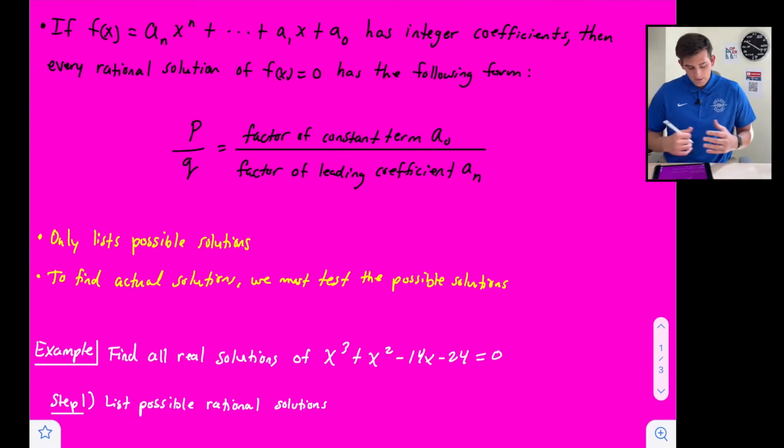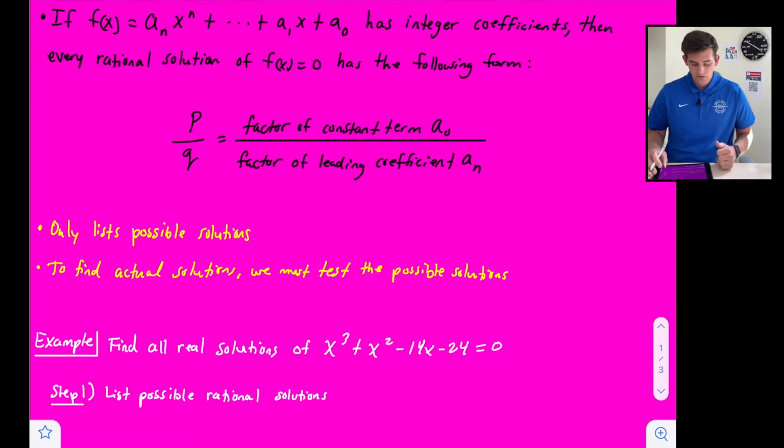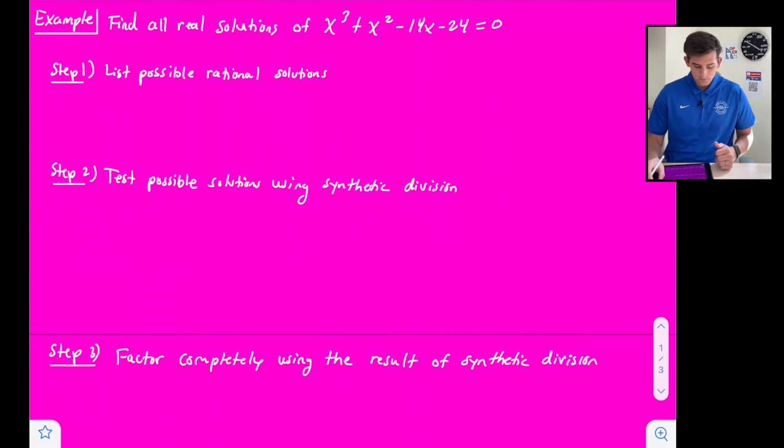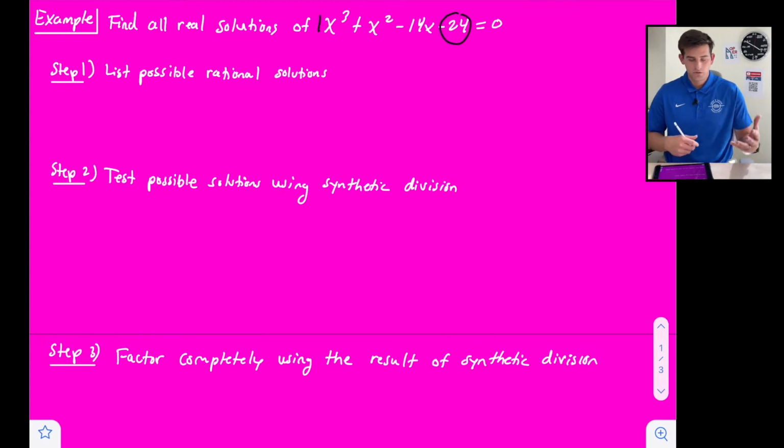So once we find our possible solutions, we have to find our actual solutions, and we must test our possible solutions using synthetic division. That's what we're going to do in this example. We want to find all real solutions of x cubed plus x squared minus 14x minus 24 equals 0. And really it's a three-step process. Step number 1, we want to list all possible rational solutions. We do that by using the rational root theorem. We look at our leading coefficient, which is 1, and our constant term, which is negative 24 or 24, and we're going to list out the factors of those numbers.